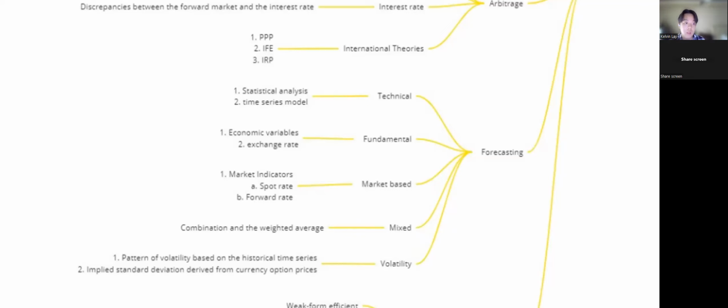While to forecast volatility, there are two types. You can use the pattern of volatility based on historical application and time series, and implied standard deviation derived from the currency option prices.